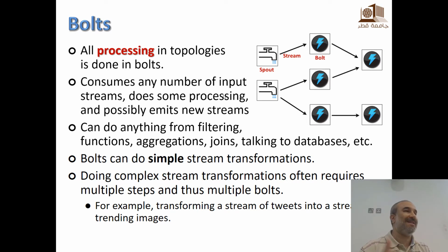Usually bolts, or that's the recommendation, should do simple transformations, so processing that will not take a lot of time. What if we really need to do complex transformations? Then we'll have to decompose it into multiple bolts. Remember that this is a stream, so you have to be really fast. You should not block at any point. So if there is a complex transformation that you need to do, then you will have to do it using multiple bolts.